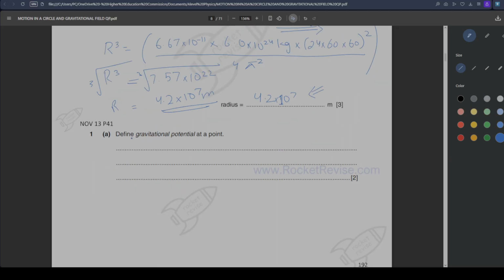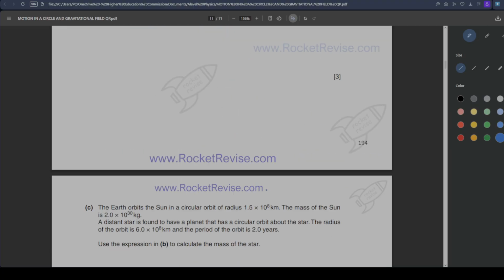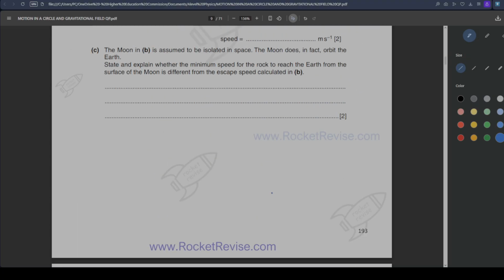ठीक है, define gravitational potential at a point. अच्छा, इसके बाद just practice some more questions.